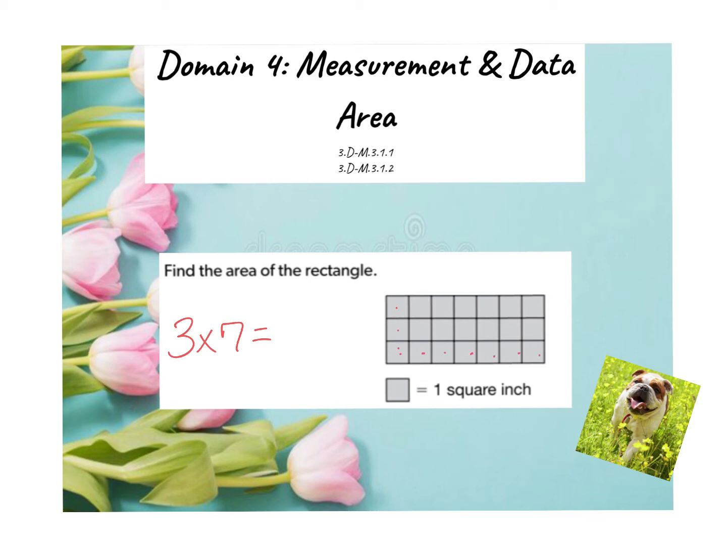And we make sure we count this one both times. So we count it when we're going down and also across. So count with me. 3, 6, 9, 12, 15, 18, 21. Very good. So the area of the rectangle would be 21. We would say square inches.